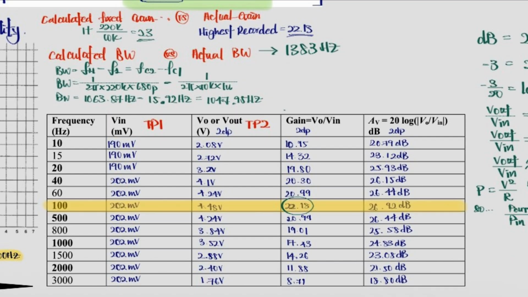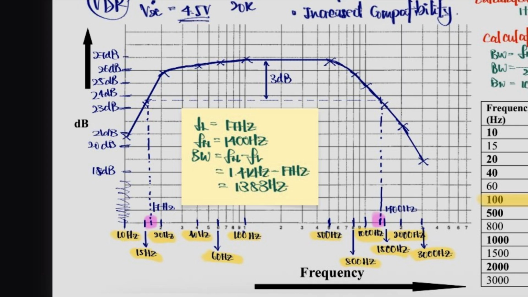The highest gain recorded from stage 1 is at 100 Hz, the absolute gain being 22.18 as compared to the calculated gain using the aforementioned formula, 23. It is very close, hence showing that the results are as per calculated. After 100 Hz, the gain starts to steadily drop. From the highest point of the graph, we subtract 3 decibels to find the lower and higher frequency cutoff points needed to get the passband frequency.